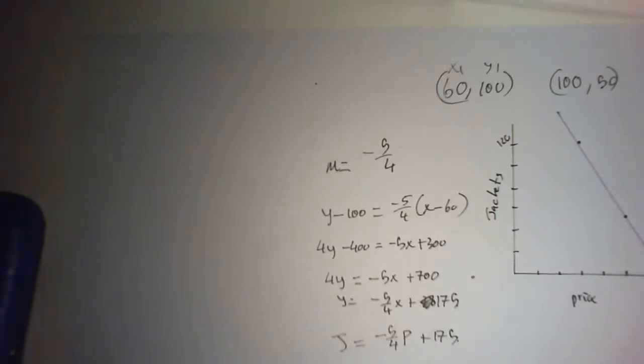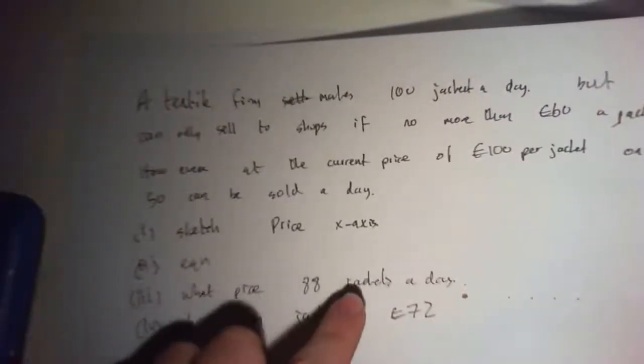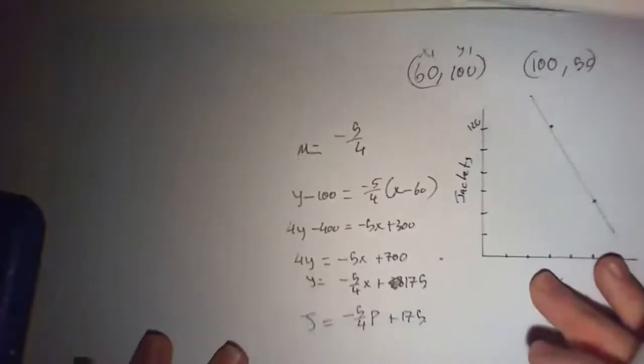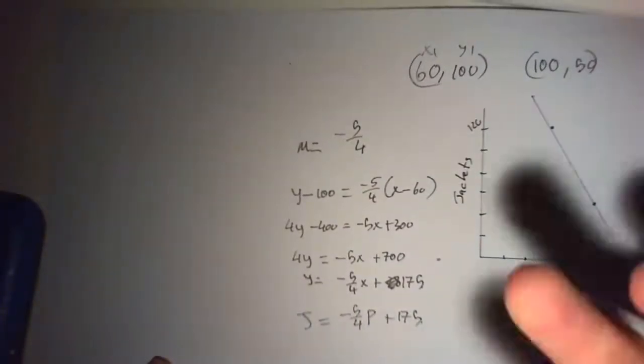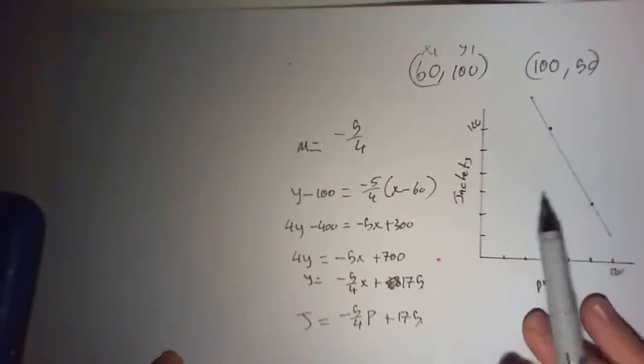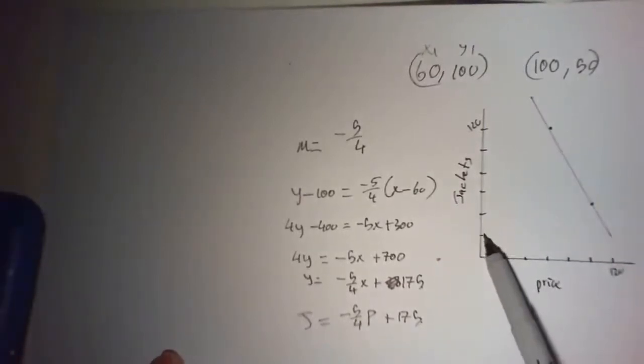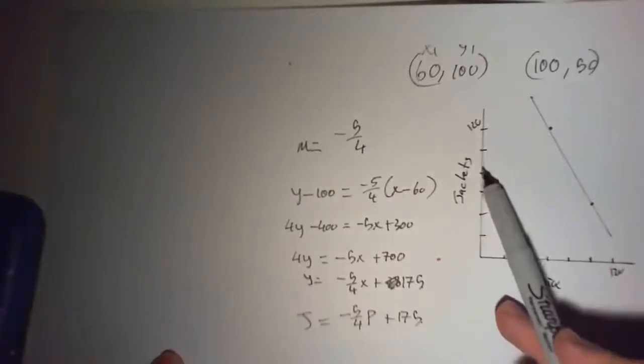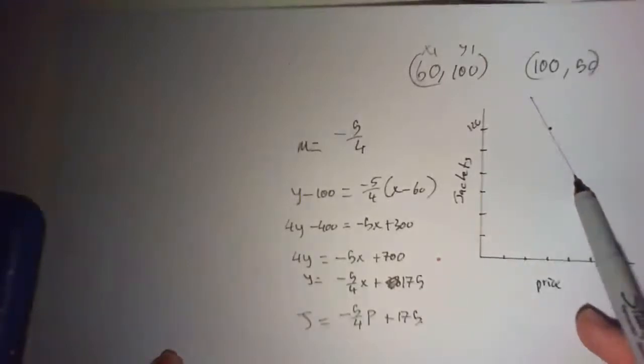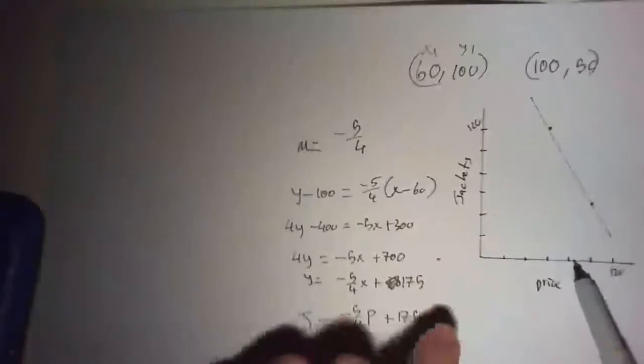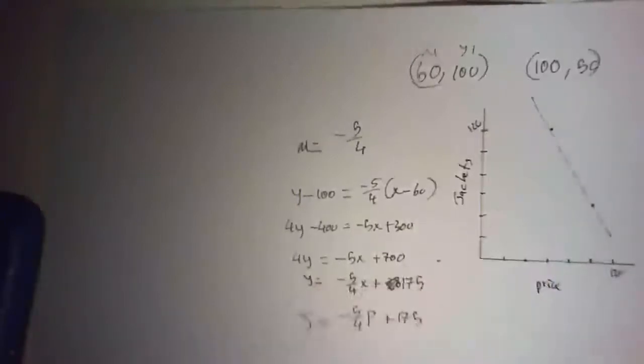Now, what do we need to figure out? We need to figure out what's the price for 88 jackets a day. Okay, so for 88 jackets a day, first of all, we'll estimate it from our graph, and then work it out algebraically. 88 jackets, go to around there and bring that down. 20, 40, 60, 80, about 88 jackets, about 80 odd quid, something like that. We'll have to do it algebraically to show that we're correct. But again, I'm not too sure about that graph in terms of the accuracy of it.